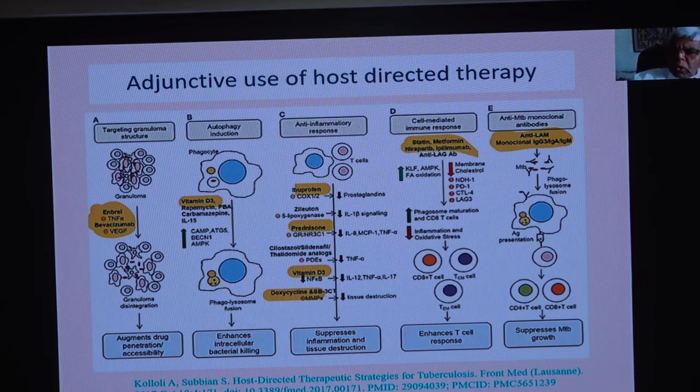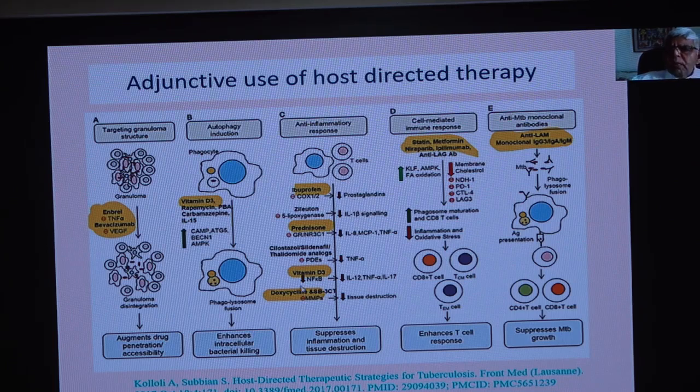Now, if you can restore the endothelial barrier, you will have drug perfusion into the granuloma more homogeneously, and will be able to target the MTB bug wherever it is located. We can also promote autophagy, another mechanism by which the bug is destroyed by the phagocytes, by using vitamin D3.